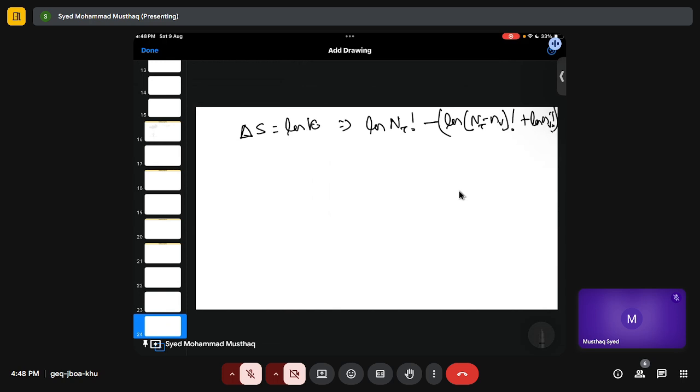Let's not make it complicated. Let's take a few basic assumptions. We know NT is always greater than NV because the number of sites is so large. Vacancies are very small when compared to atomic sites, so the total number of sites will be very large when compared to NV. And that means this difference will be 0. So ln NT factorial minus ln NT factorial, they will both cancel out. The only thing that remains here is ln NV factorial.